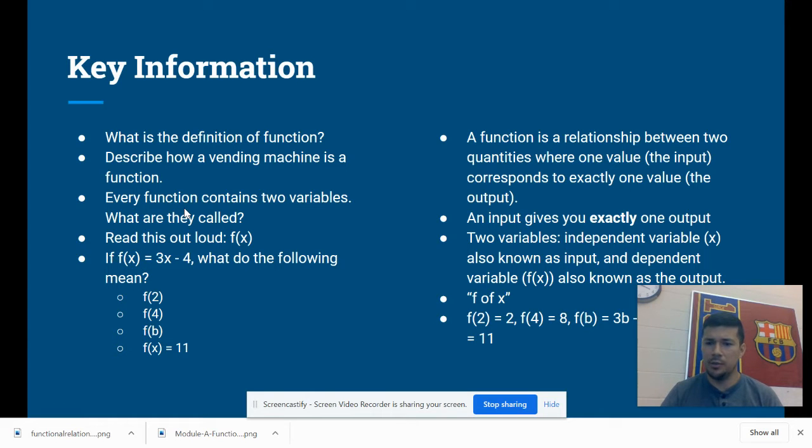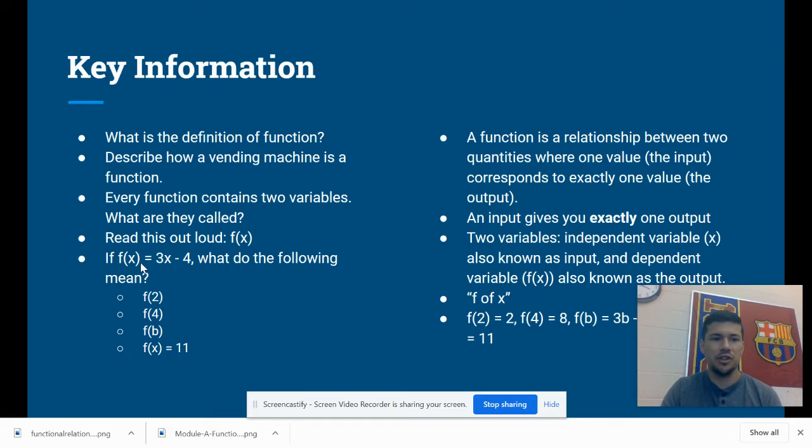Every function contains two variables. These variables are called the independent variable and the dependent variable. You can also call them the input and the output, or X and Y. But in this class, instead of calling them X and Y, if you see right here in the third bullet on the right, we're going to call it X and f of X. So this video is mostly about function notation.